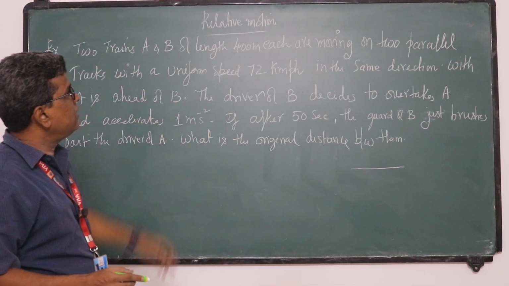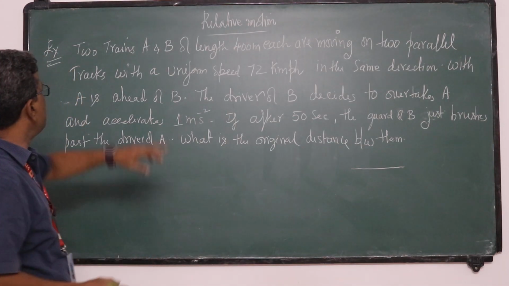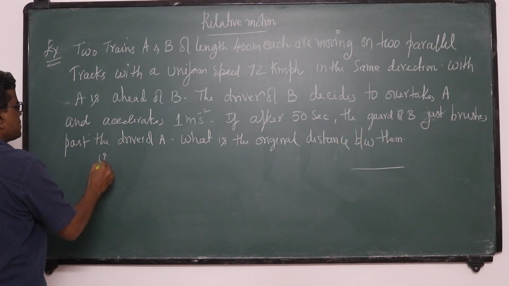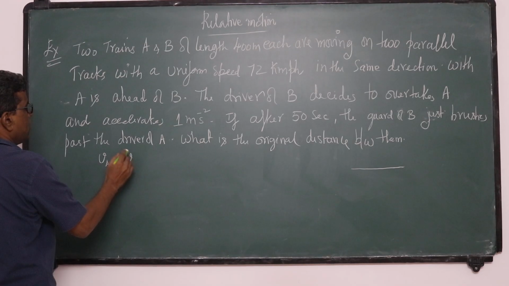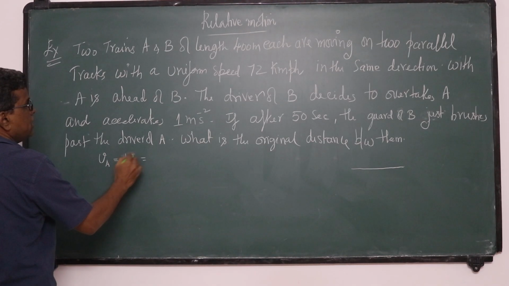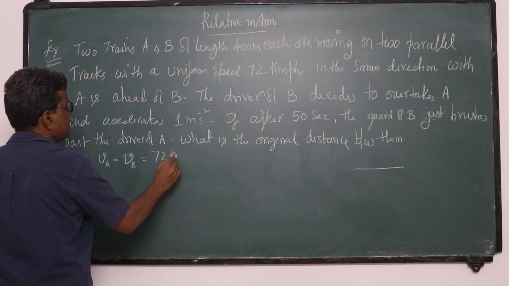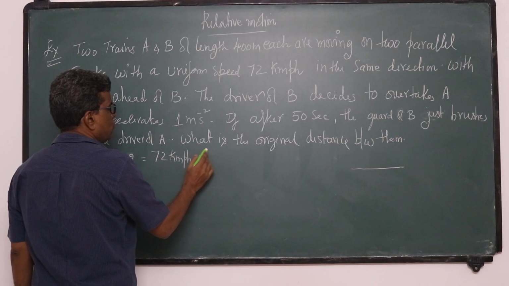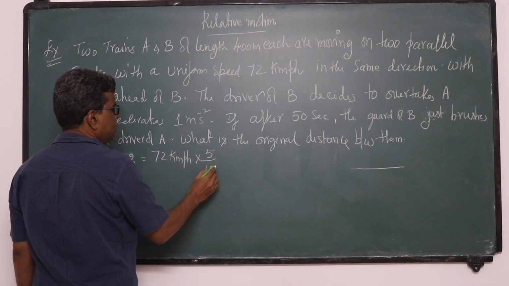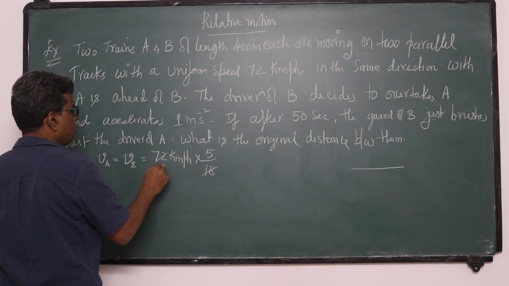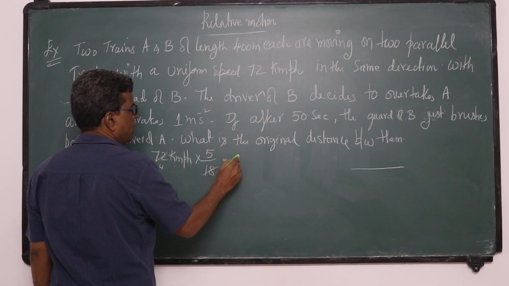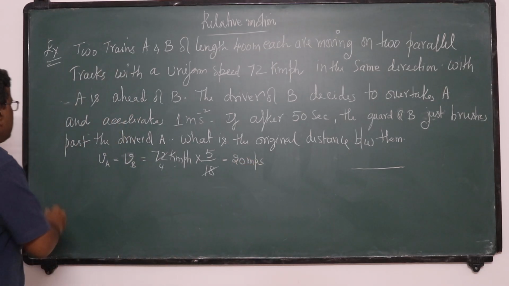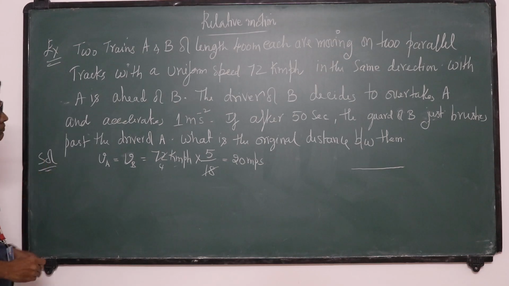Two trains A and B of length 400 meters are moving on two parallel tracks with a uniform speed. The speed of train A is equal to the speed of train B, initially 72 kilometers per hour. You convert that into meters per second by multiplying by 5 by 18. 18 goes 4 times, so 4 into 5 is 20 meters per second. That is the speed of each train. Solution.